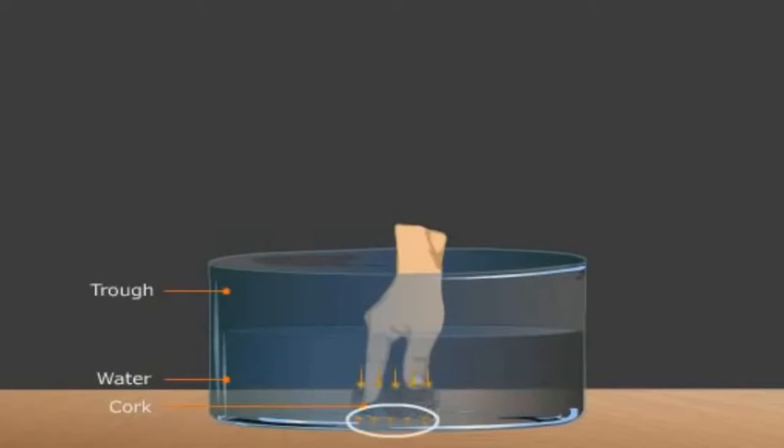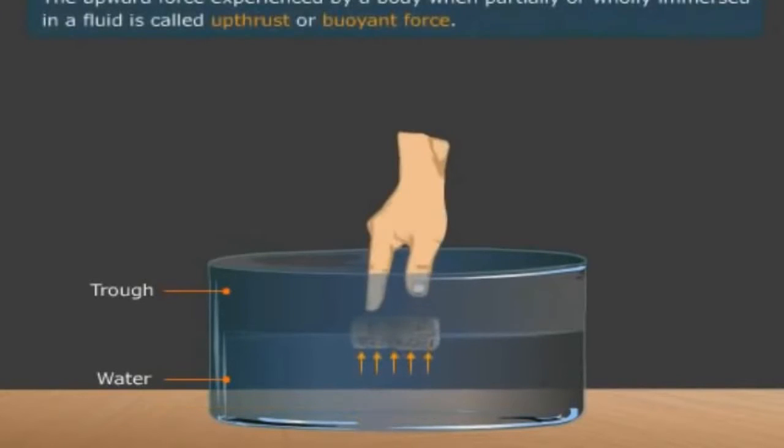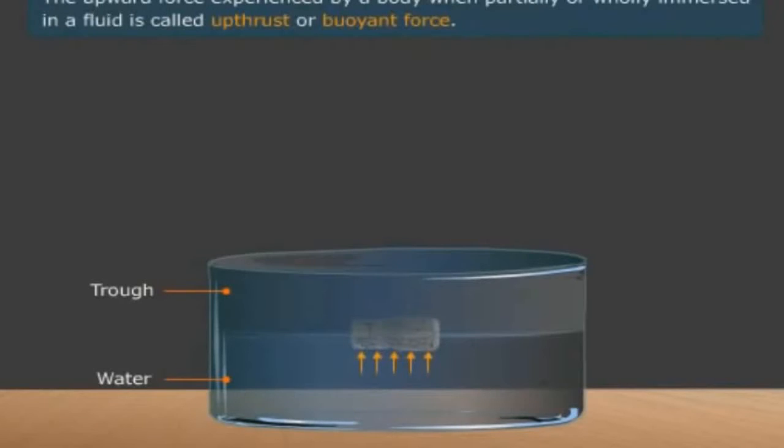The upward force is due to the force exerted by the water. The downward force which we exert counters the upward force. This shows that when a body is partly or wholly immersed in a fluid, the fluid exerts an upward force on the body. The upward force experienced by a body when partially or wholly immersed in a fluid is called upthrust or buoyant force. The phenomenon responsible for this upthrust is called buoyancy.